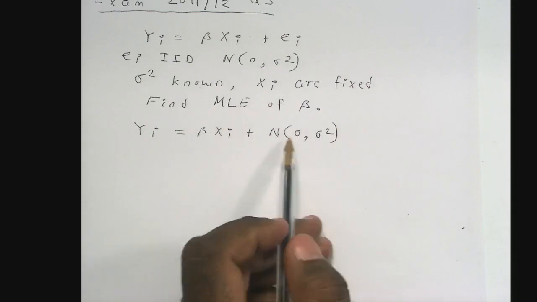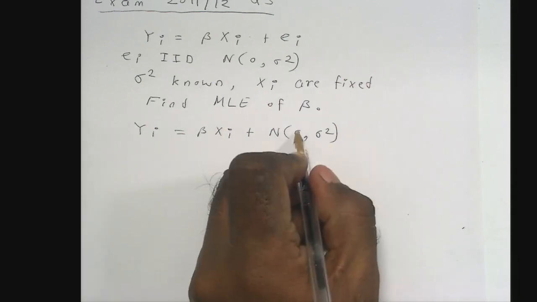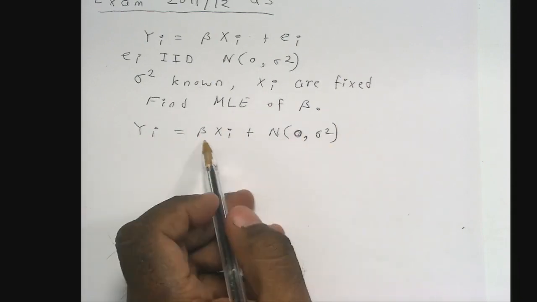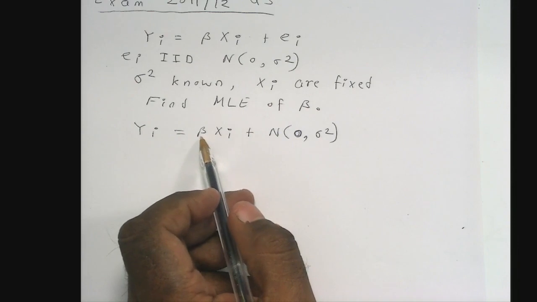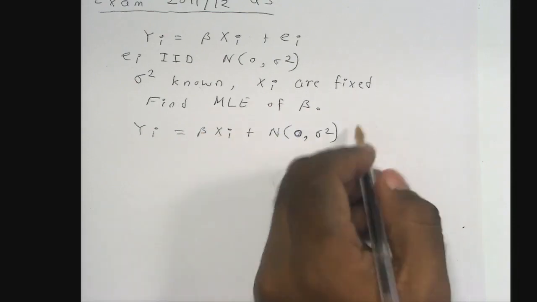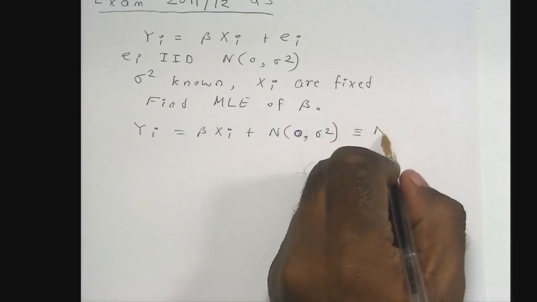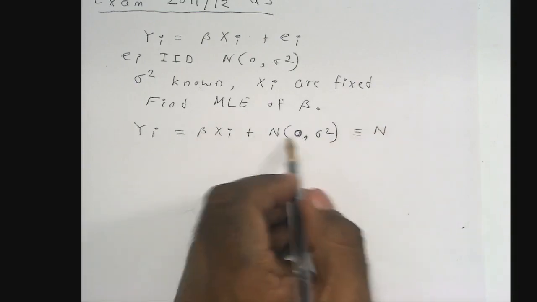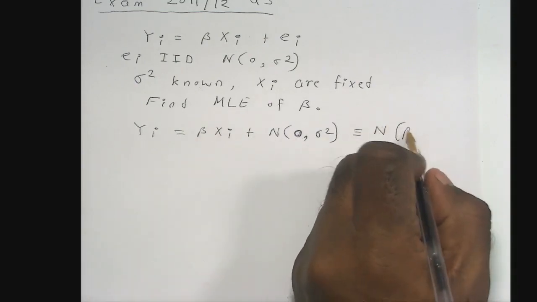The ei are normal with these parameters, okay? And beta is a parameter. Xi is a fixed number. So what distribution will this have, guys? Yeah, you're adding a constant to this, so it will be normal with parameters.